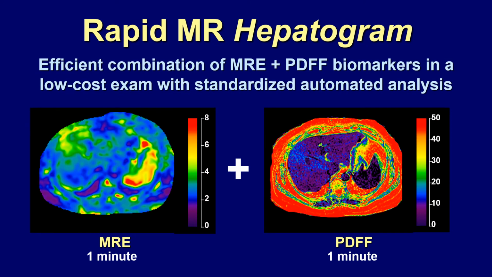Another exciting development is the recognition of the value of a focused protocol that could be called a rapid MR hepatogram. This examination consists of MRE and fat water imaging and requires only about 2 or 3 minutes of imaging time to provide a quantitative assessment of liver health. In the past, it was necessary to manually draw regions of interest in the elastograms and fat images to compute mean values for stiffness and fat fraction. New methods are now making it possible to automate this analysis.